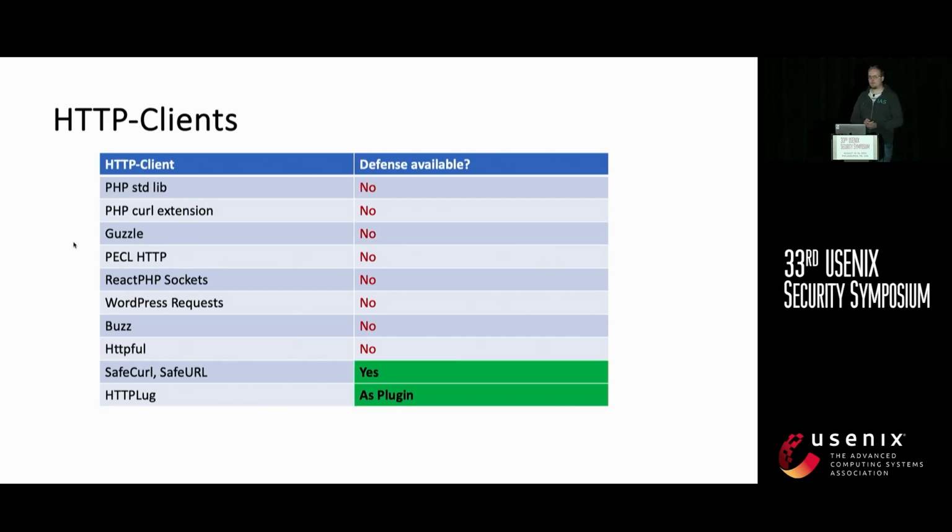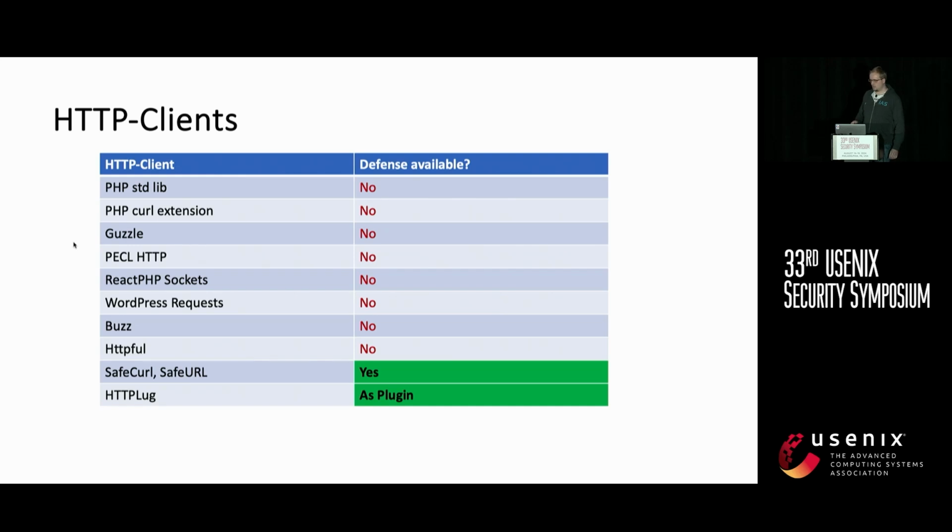We've also looked at the available HTTP clients for PHP, where the most common are the two built-ins, the PHP standard library, like file_get_contents, and the PHP curl extension, and a lot of other third-party clients. Out of these, only specific third-party clients designed to be safe against SSRF, namely SafeCurl and two of its forks, are safer. They're available as SafeCurl and the fork SafeURL, and as a plugin for the HTTPlug ecosystem.